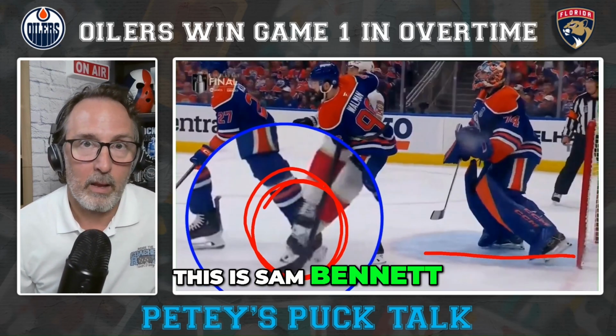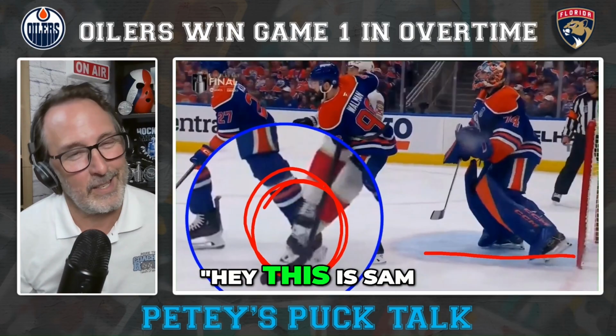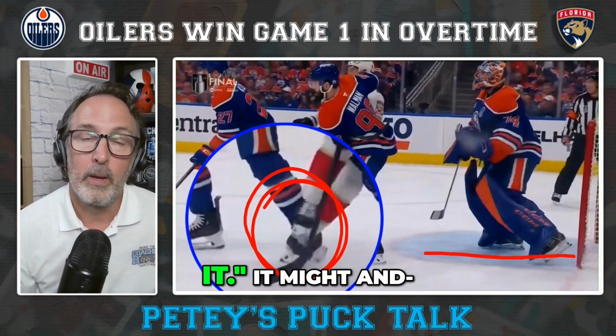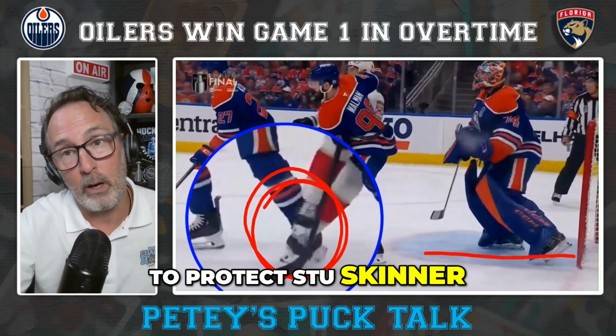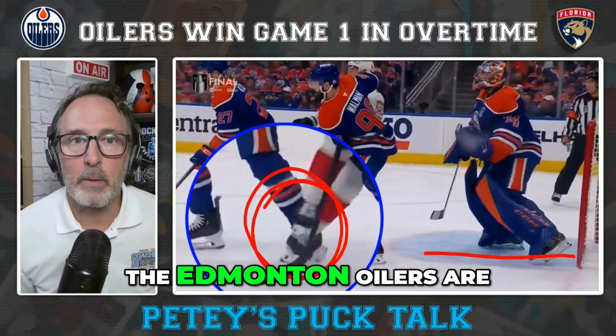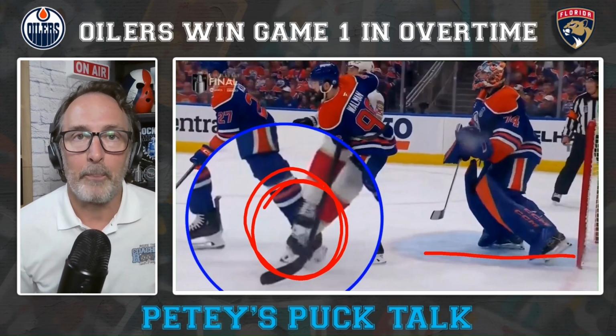This is Sam Bennett. And maybe the officials will side that, hey, this is Sam Bennett being Sam Bennett, and we're going to call it. It might. And you're taking that chance. And you also want to protect Stu Skinner. So I see all of the things that the Edmonton Oilers are looking at when they're looking at this play.